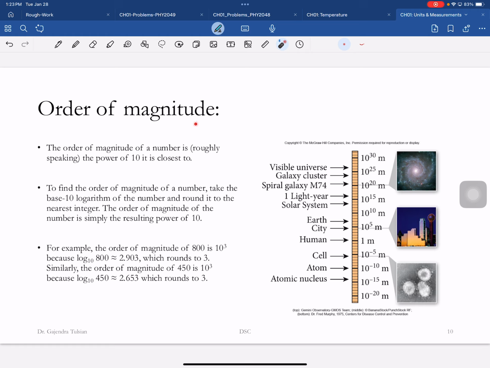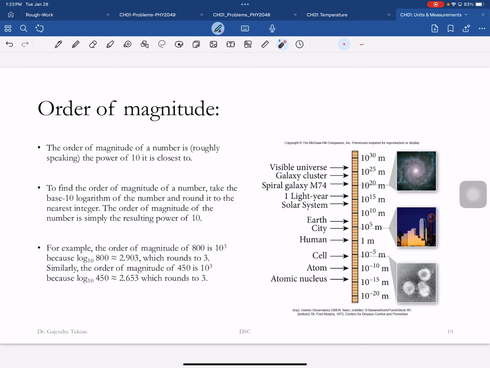Okay, we want to understand this expression, order of magnitude. Oftentimes, we'll be interested in just rough answers. So for instance, let's say somebody asks you, how many students are there at Daytona State? Okay, I don't want a precise number, 15,342. I just want rough numbers, 15,000, 20,000, okay, and so on.